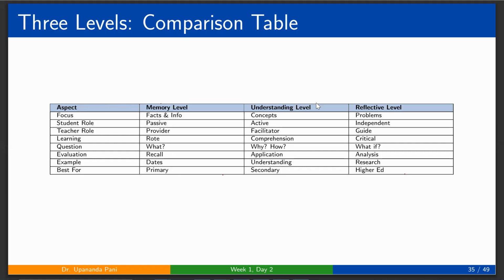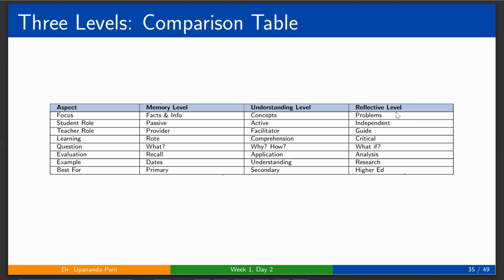Then the understanding level, the mid path, that is secondary level of education. Focus is on concepts. The student role is very active here. Teacher role will be facilitator. Learning is comprehension. Questions are why and how. Then evaluation is application. Example is understanding. It is best for secondary education.